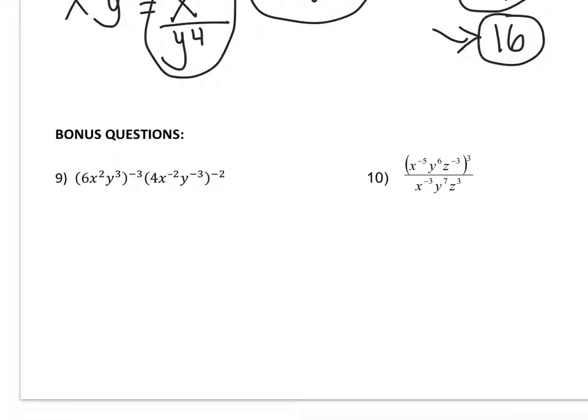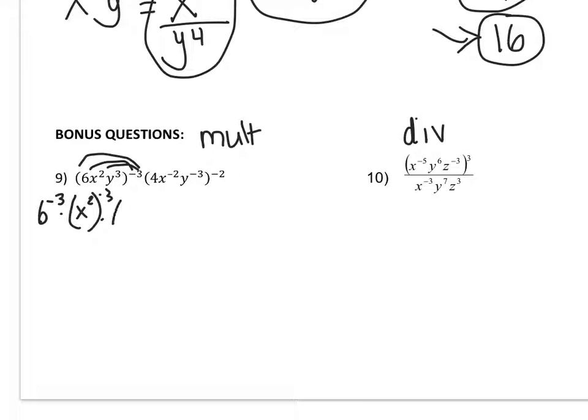And lastly, the bonus problems. We had a multiplication one on this side and a division one on this side. We'll start with the multiplication. First thing you've got to do is apply this exponent of -3 to all three pieces on the inside, giving you 6 to the -3 times x squared to the -3rd power times y to the 3rd to the -3rd power.